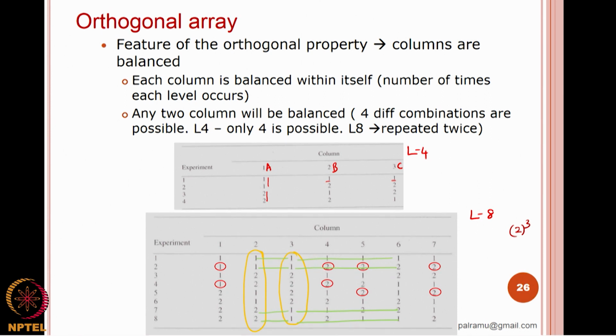Now, if it is 2 raised to 3, I have 3 factors A, B and C, each of them at 2 levels: 1, 2, 1, 2 and 1, 2. Now, tell me what are these columns? Assign the factors to the columns. You have only 3 factors, right? But you have 7 columns to assign. You get the question?